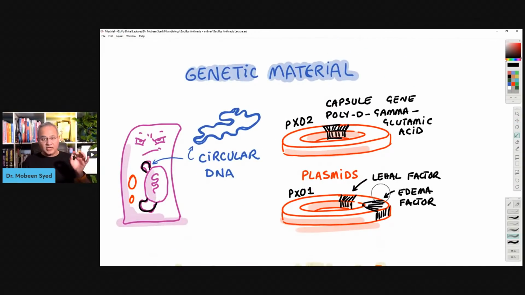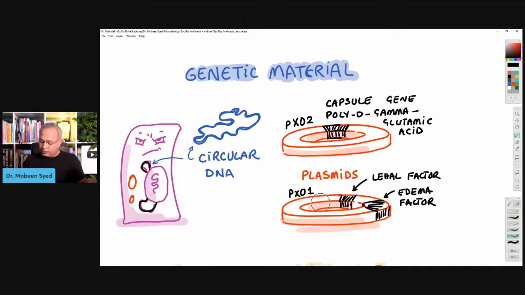Why? Because when the poly D gamma glutamic acid, that is a protein name, is covering this pathogen and our macrophages come and try to eat it up, they cannot easily eat it. When they try to phagocytose it, it slips away because of its capsule. And when it slips away, it evades them, it escapes them, and that is the virulence of this pathogen. That is one way it is poisonous to us, that we cannot actually catch and kill it.